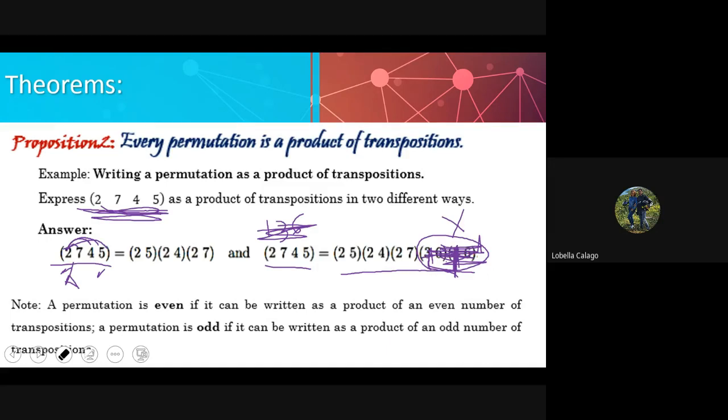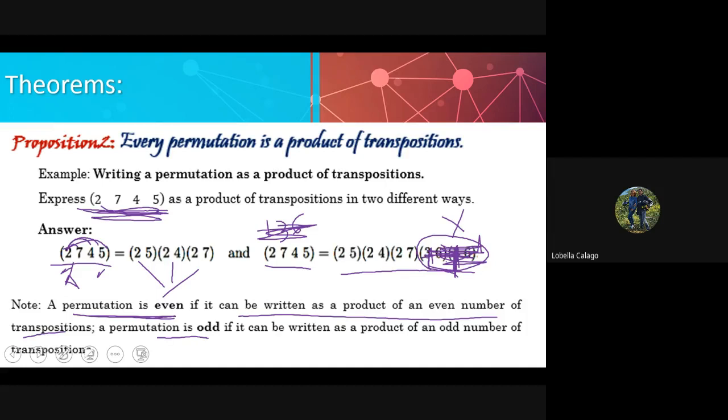So, our note: a permutation is even if it can be written as a product of an even number of transpositions. A permutation is odd if it can be written as a product of an odd number of transpositions. For example, how many transpositions do we have? 1, 2, 3. So, there are 3 transpositions. Therefore, the permutation is odd.